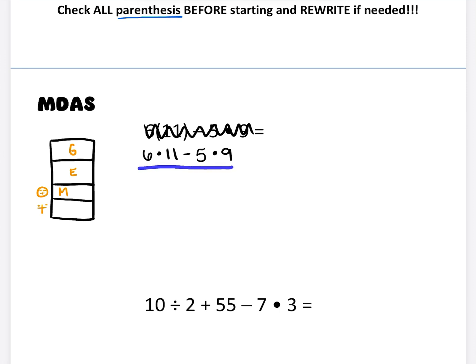Do I have any more multiplication or division? Yes, I do. I have multiplication here. So I am going to put another M because I have 2 pieces of multiplication. I do not have any division, so I'm not going to put a D. 2M stands for 2 multiplications.